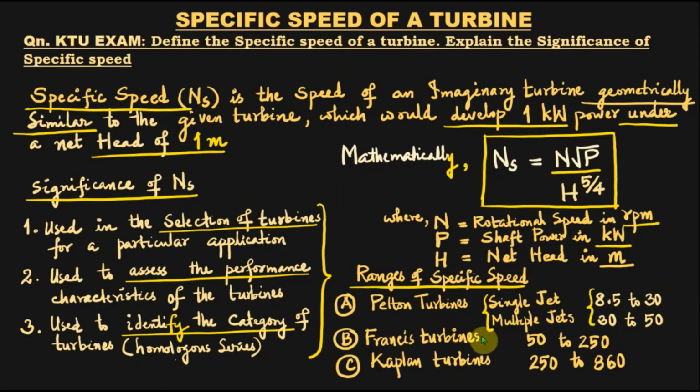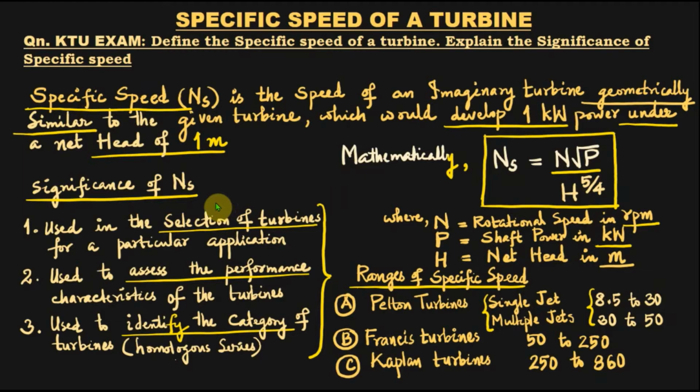For Francis turbines, the specific speed range is from 50 to 250. That means radial flow reaction turbines will be having the specific speed range from 50 to 250 when the specific speed is expressed in SI units. Then Kaplan turbines, which are axial flow reaction turbines, will have the specific speed in the range of 250 to 860. Remember, these ranges are applicable when the specific speed is expressed in SI units, and in the expression the power must be in kilowatts.